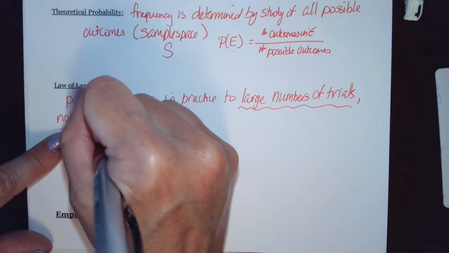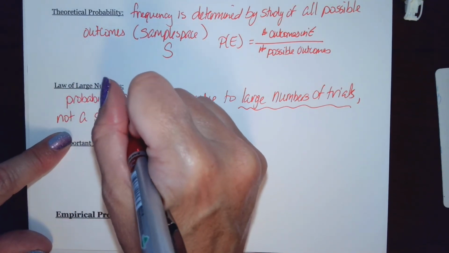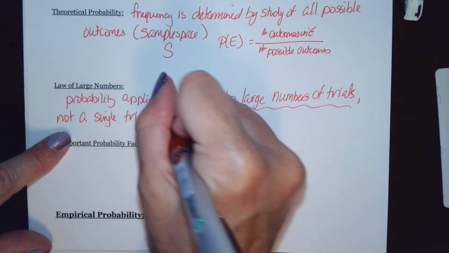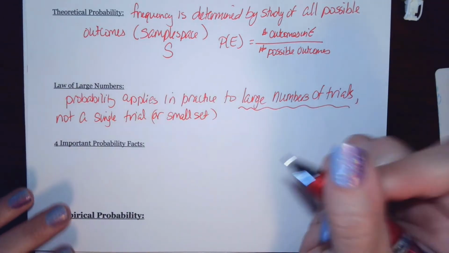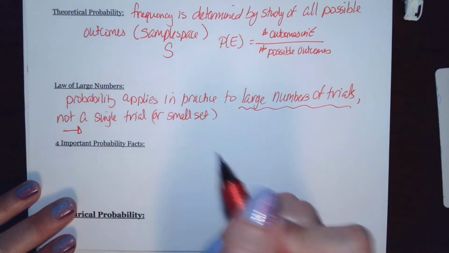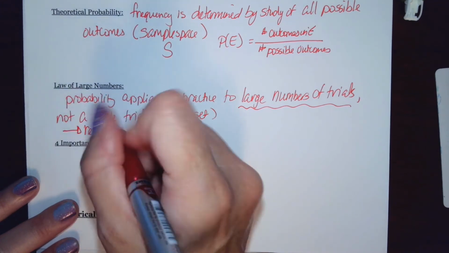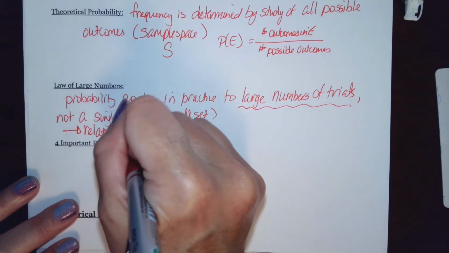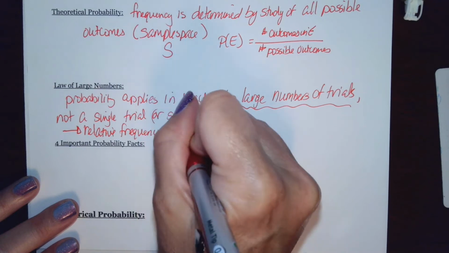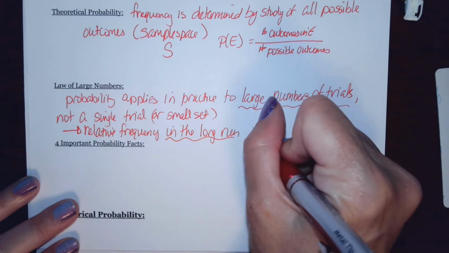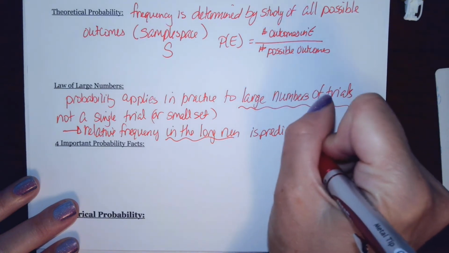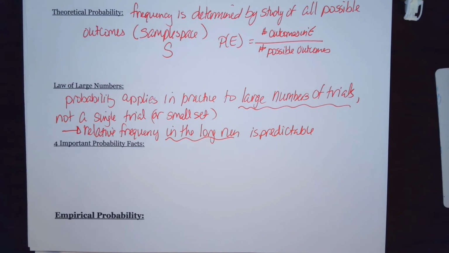Not a single trial or small set of trials. So what the law of large numbers tells us is that the relative frequency in the long run is predictable. The more trials we do, the more we expect our outcome to approach our theoretical probability.